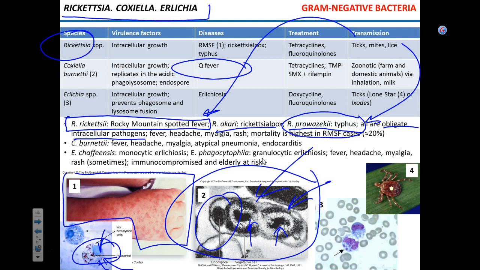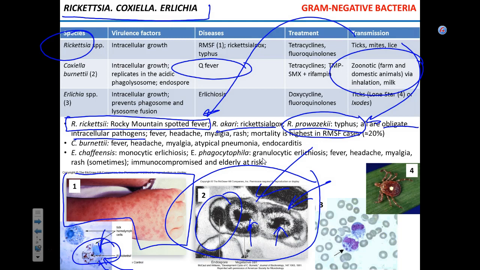So Rocky Mountain spotted fever has pretty high mortality. Q fever has lower mortality. Transmission is zoonotic, either by inhalation or by the consumption of infected meat.